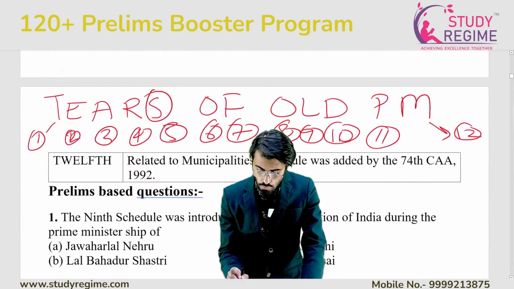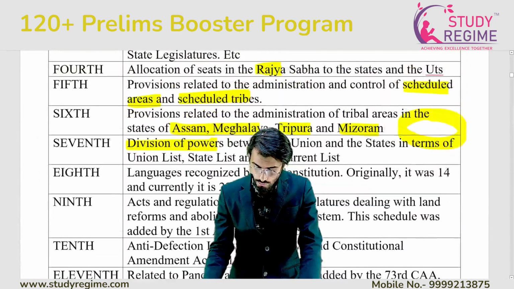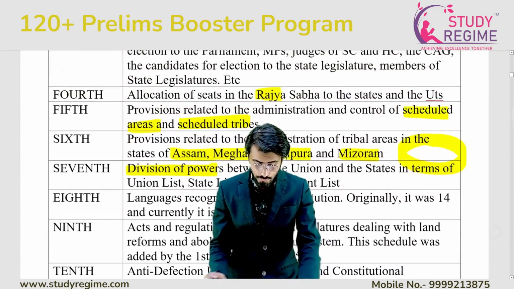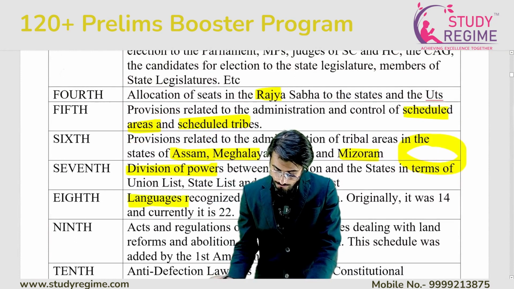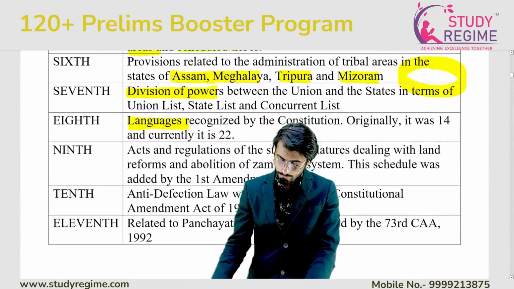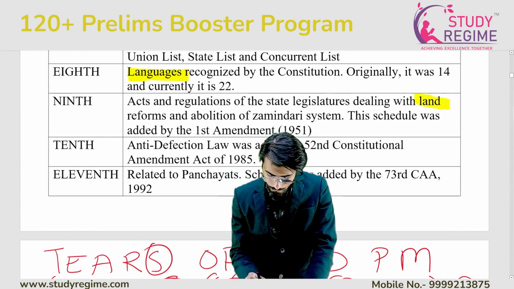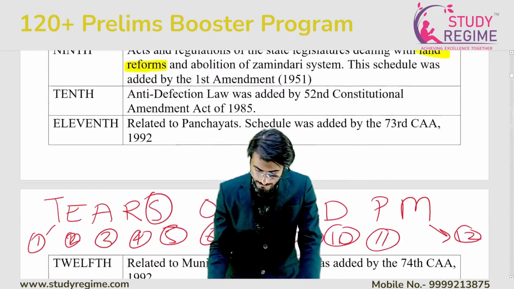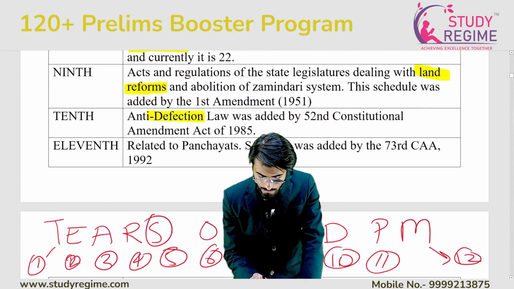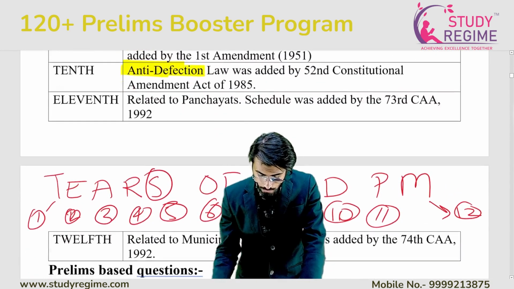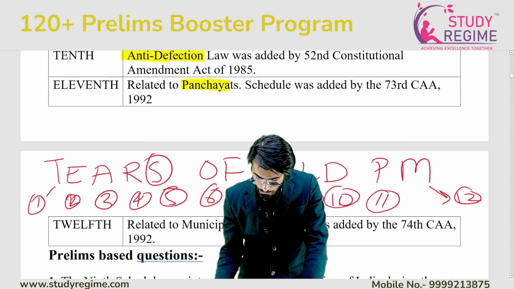Division of power is all about federalism, federal character. Okay, then we have OLDPM: O for official language in the 8th schedule. Then we have L for land system, that is land reforms. Then we have D for defection law, that is anti-defection law. Then we have P for panchayats and M for municipalities.